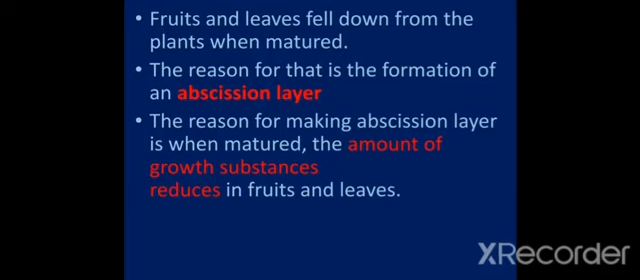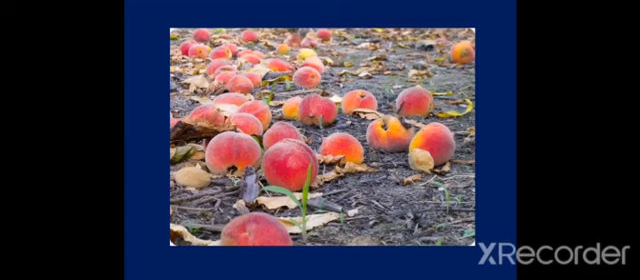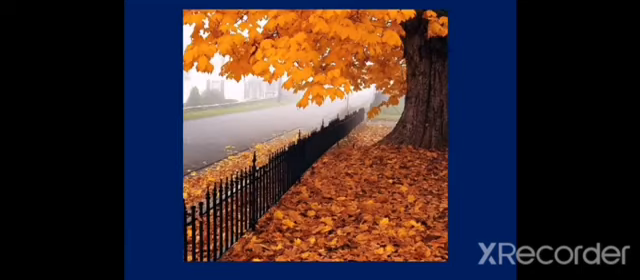Fruits and leaves fall down from the plants when matured. We know that when matured, all fruits and leaves fall down from plants. The reason for that is the formation of an abscission layer. The reason for the abscission layer is that when matured, the amount of growth substances reduces in fruits and leaves. Okay, these are some fallen fruits. These are some fallen leaves.